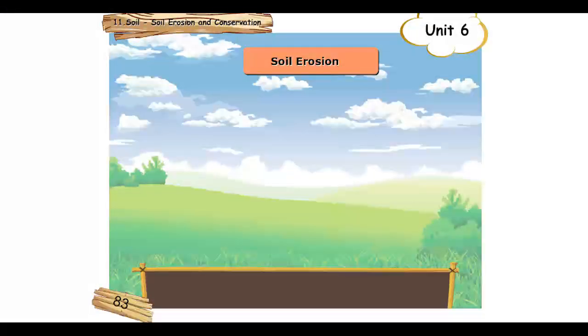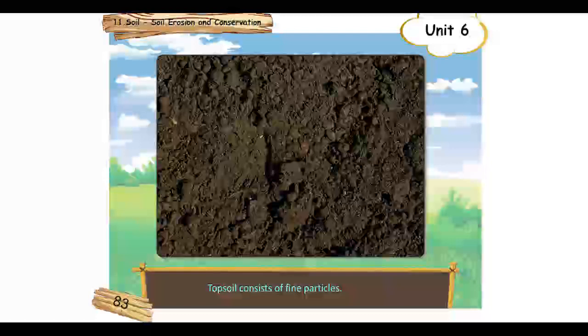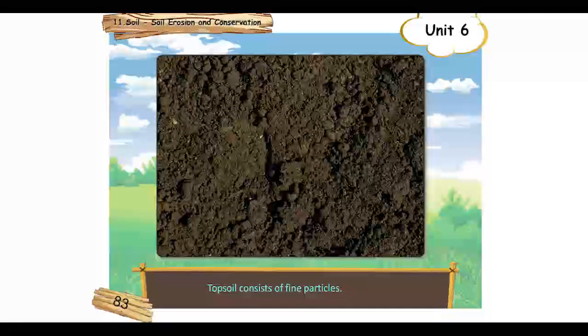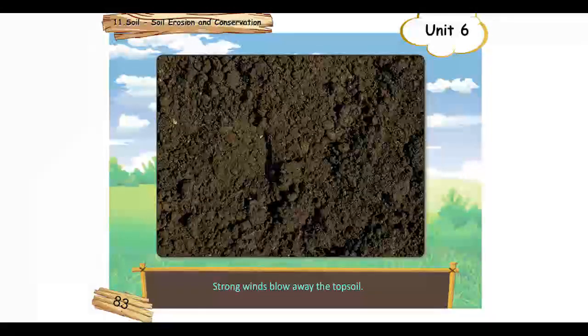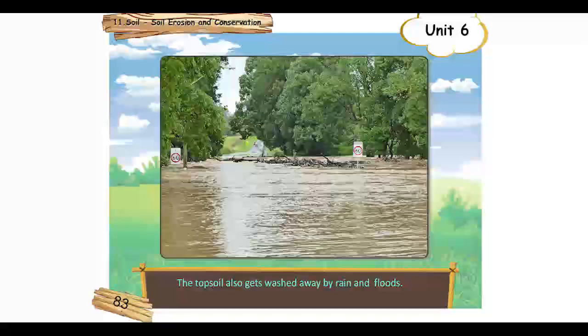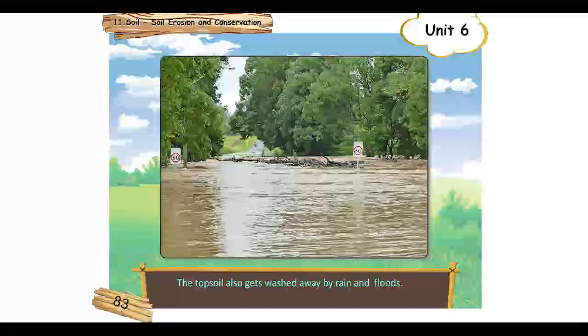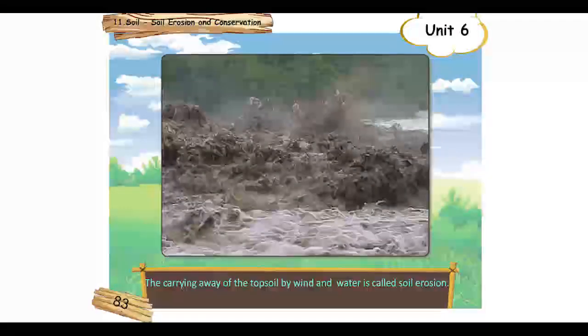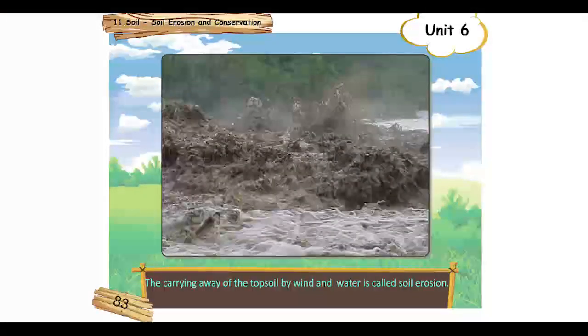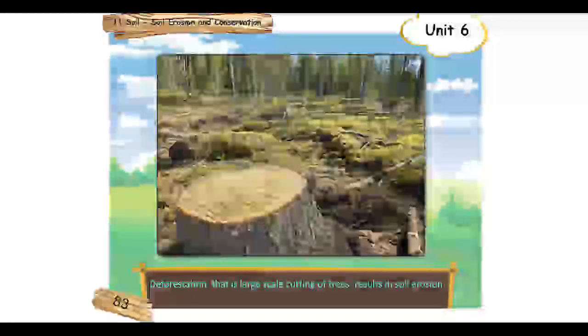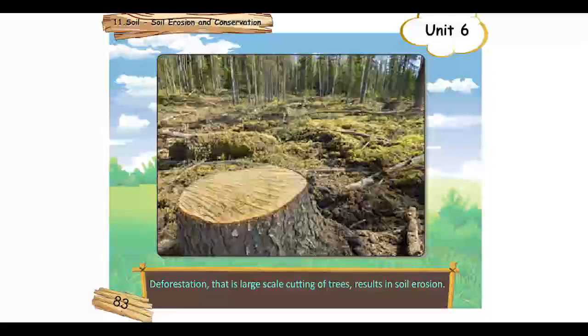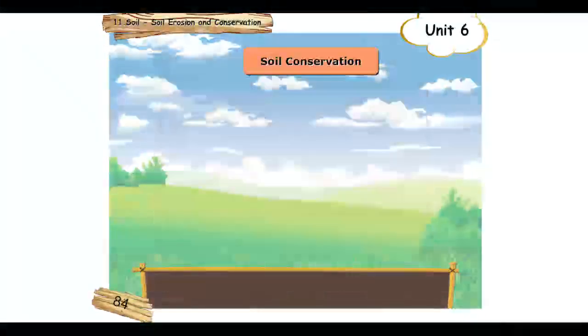Soil erosion. Topsoil consists of fine particles. Strong winds blow away the topsoil. The topsoil also gets washed away by rain and floods. The carrying away of the topsoil by wind and water is called soil erosion. Deforestation, that is, large-scale cutting of trees, results in soil erosion.